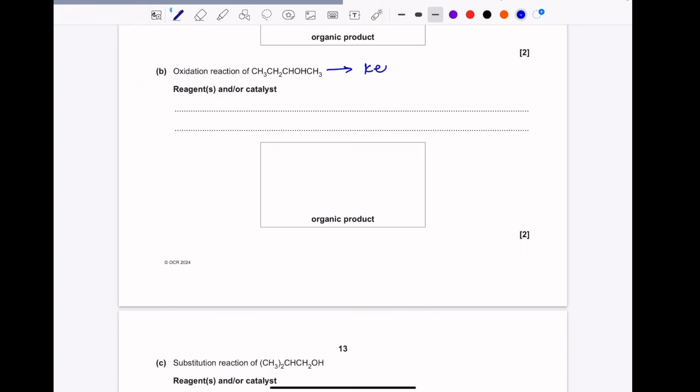Next is oxidation of what looks to be a secondary alcohol. So this makes a ketone. And for that, we require acidified potassium dichromate. And the ketone formed would be CH3, CH2, C double bond O, CH3.